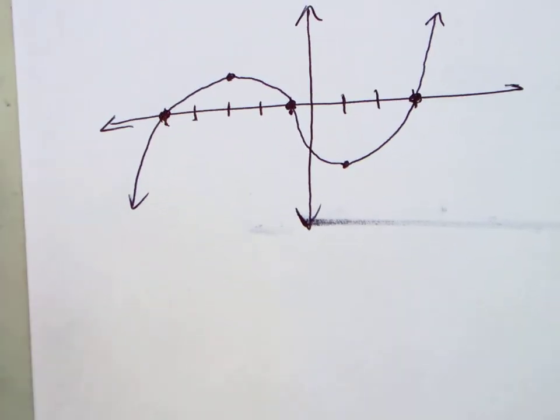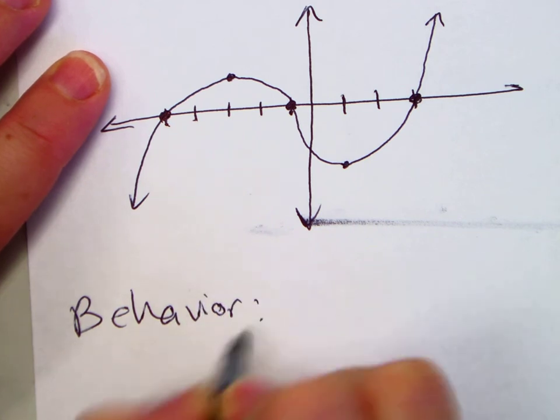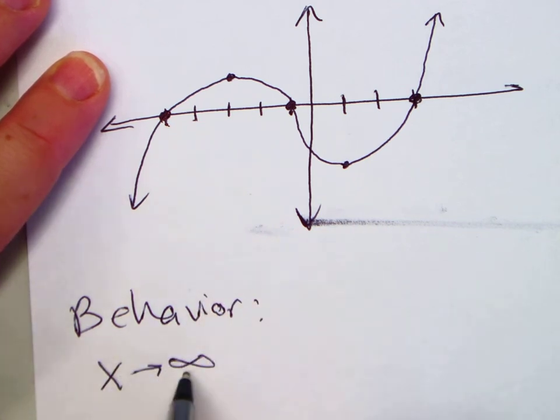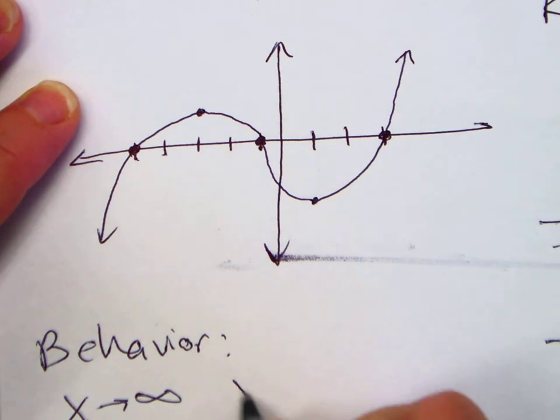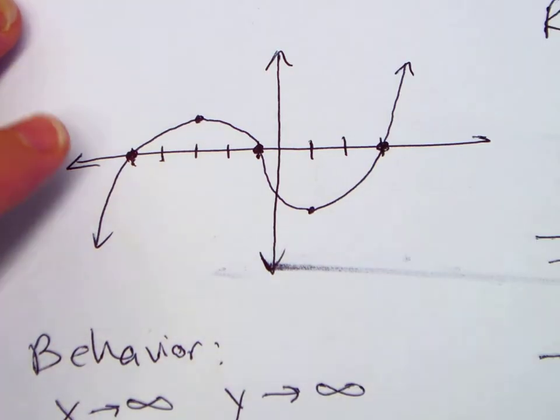What's my behavior? As x goes to infinity, what happened? As x is positive, what's happening in the y? It's going up. y is going to infinity. x goes to negative infinity. What's happening to the y? This way. Negative infinity. Done.